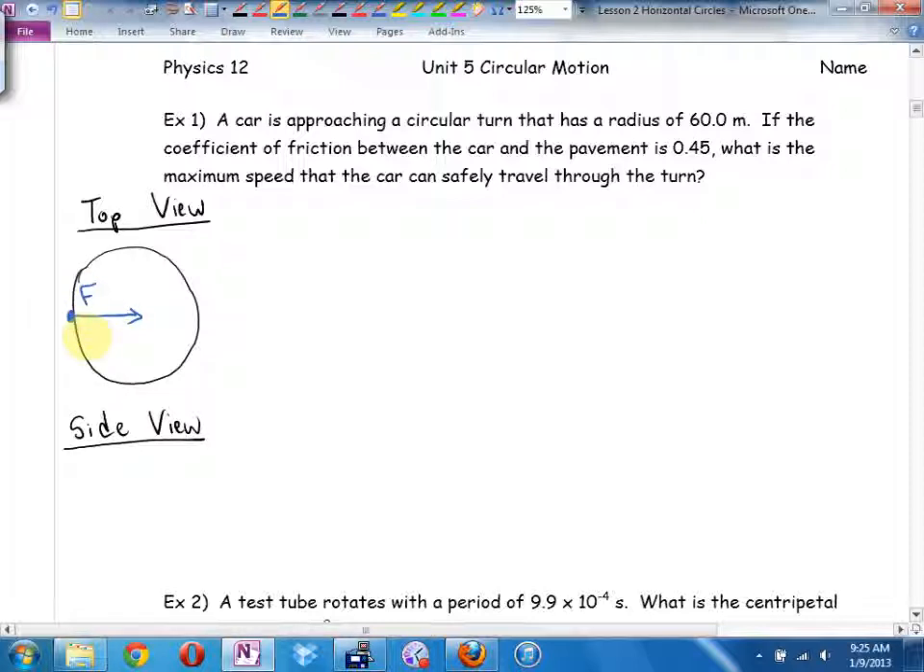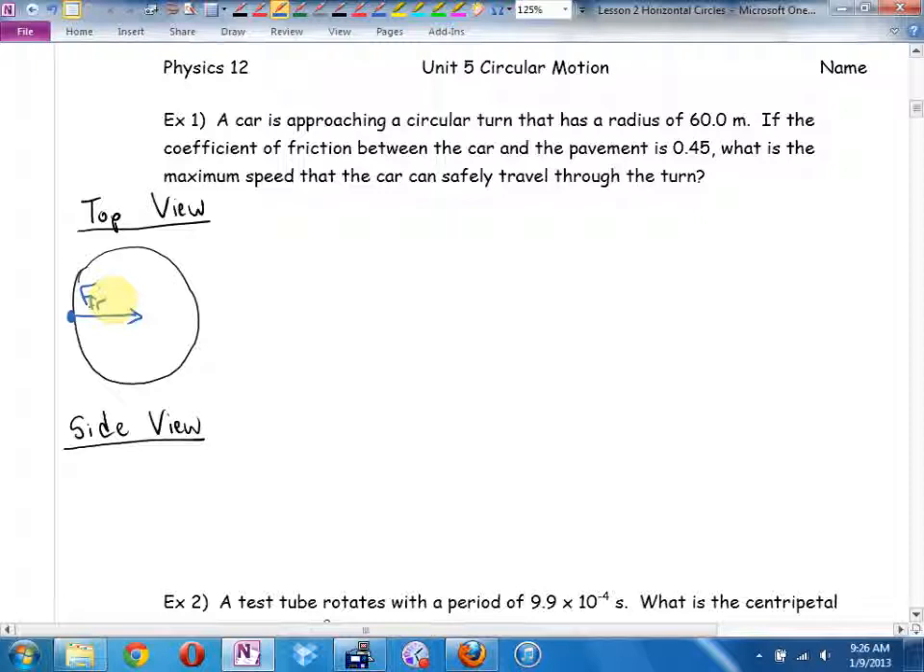Now you'll notice, I did not put a C on there. The centripetal force is not what's pushing the car inwards. You know what force is pushing the car inwards? And I'll give you a hint. This is why it's tough to corner in the ice. Friction. That's the force that appears on my free body diagram.